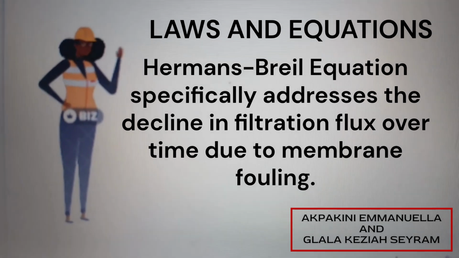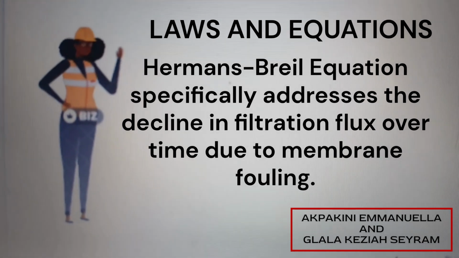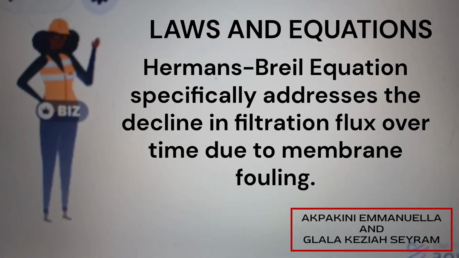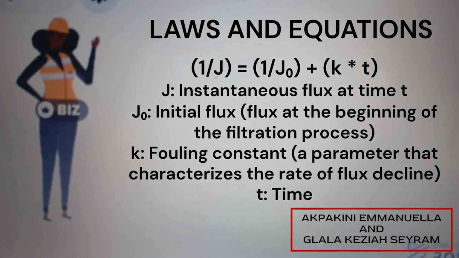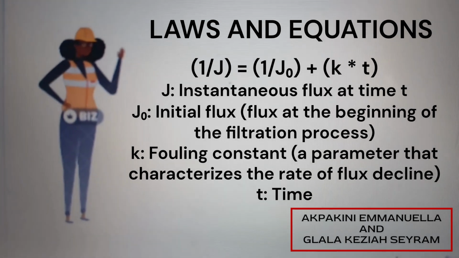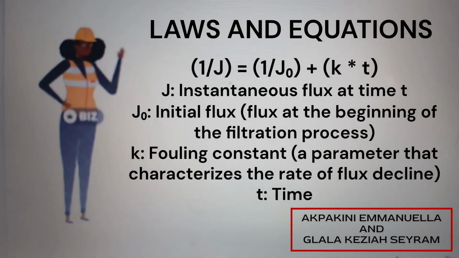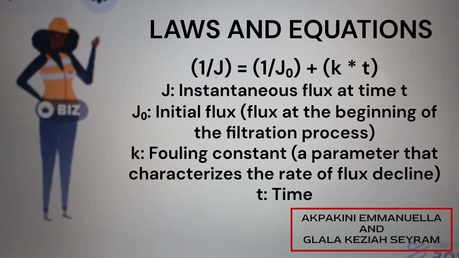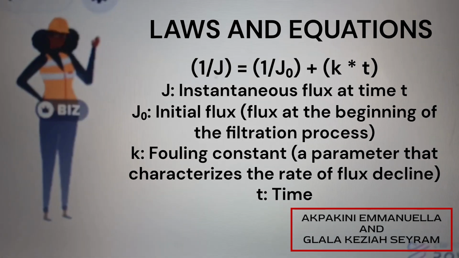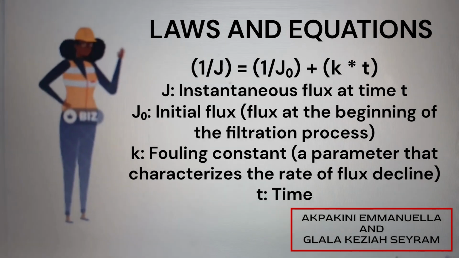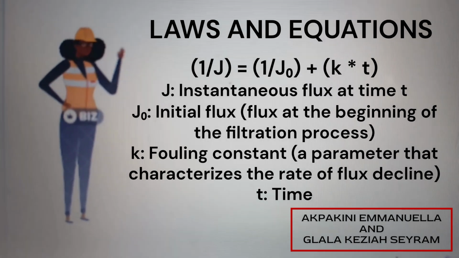Next is the Hermia's equation, which specifically addresses the decline in filtration flux over time due to membrane fouling. It is also represented by the equation, where J is the instantaneous flux at time t. J0 is the initial flux, or the flux at the beginning of the filtration process. K is the fouling constant, which is a parameter that characterizes the rate of flux decline, and t is the time.